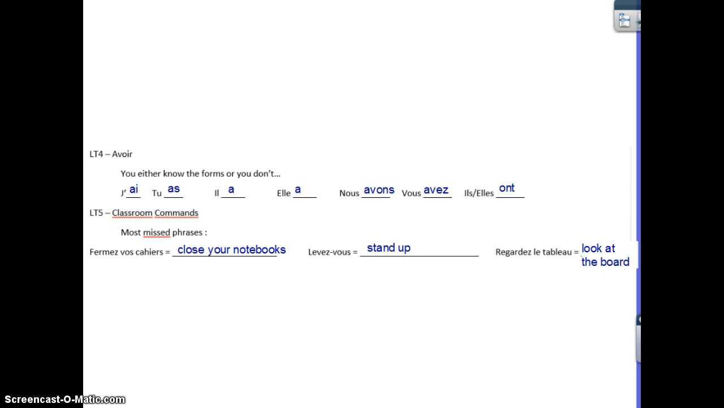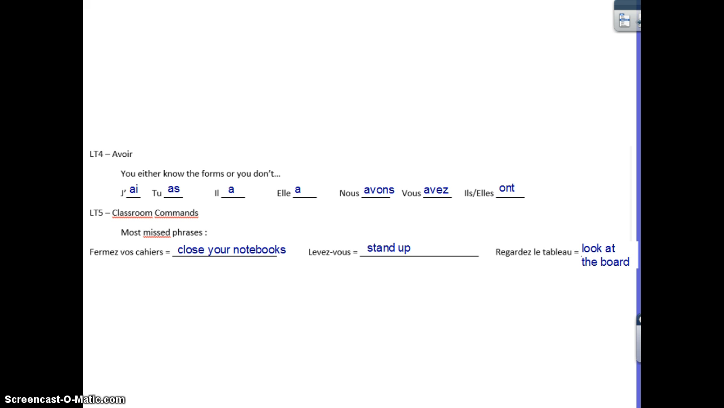For our 4th learning target, it's basically being able to use and understand the word avoir, which means to have. So you want to be able to say I have, you have, he has, she has, we have, y'all have, they have. This basically comes down to memorizing all of the different forms of that verb. In English, we just have 2 forms. It's either have or has, but in French, there are several different forms.